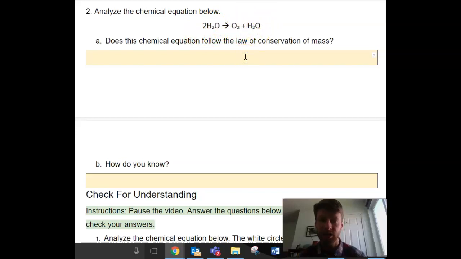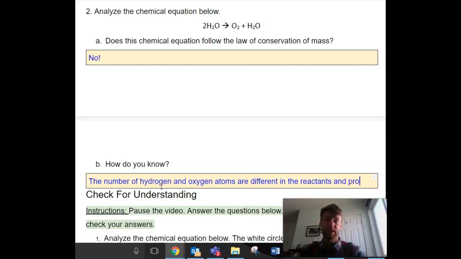So does this chemical equation follow the law of conservation of mass? And the answer is no. How do we know? Well, once again, the number of hydrogen and oxygen atoms are different in the reactants and products.